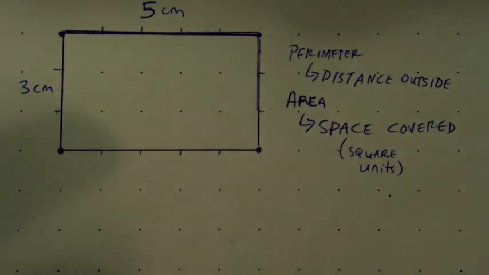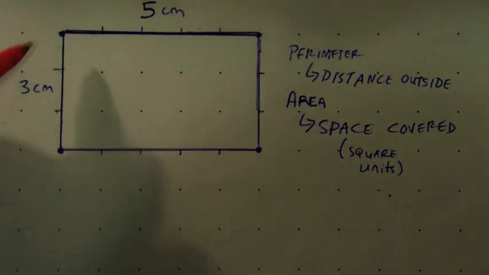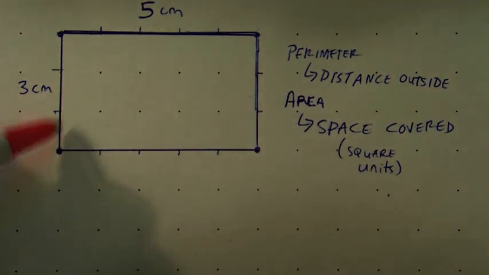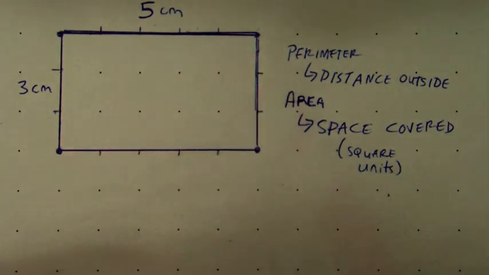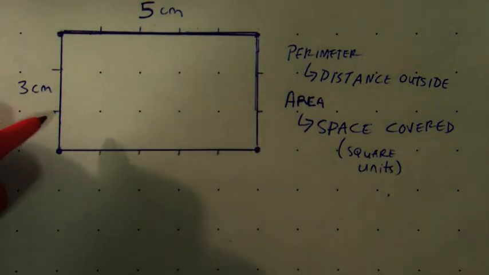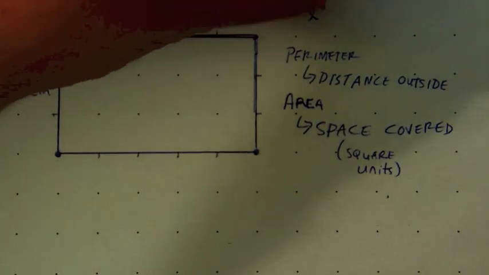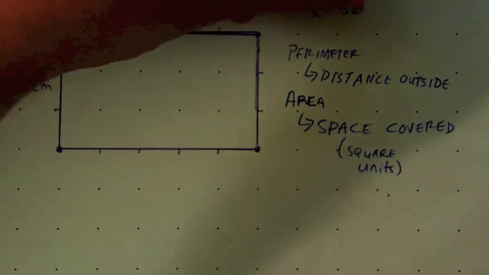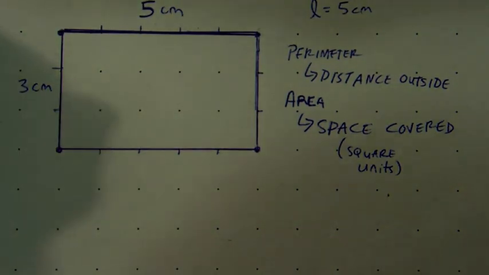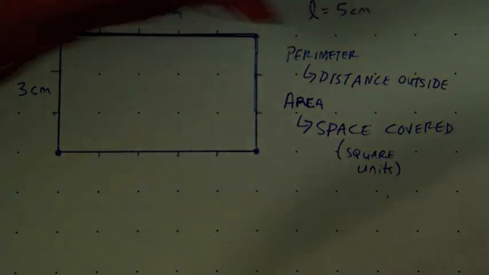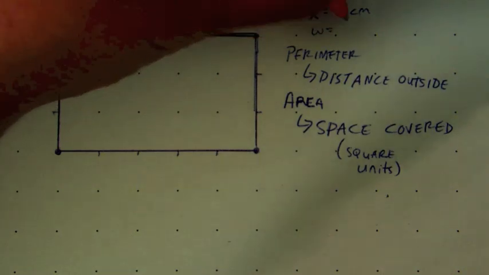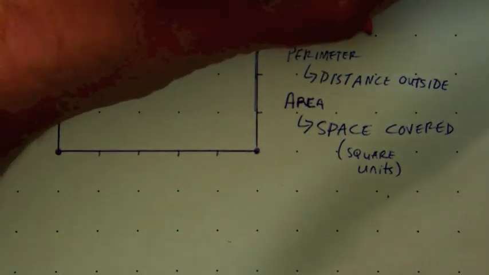So what we have here is a rectangle. It's a 3 by 5 rectangle. That means it's 3 centimeters on one side, 5 centimeters on the other side. We can call this our length because it's the longest side. So I'll say length equals 5 centimeters. And we can call this our width, which is 3 centimeters.